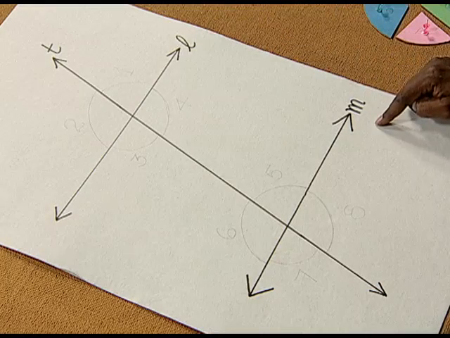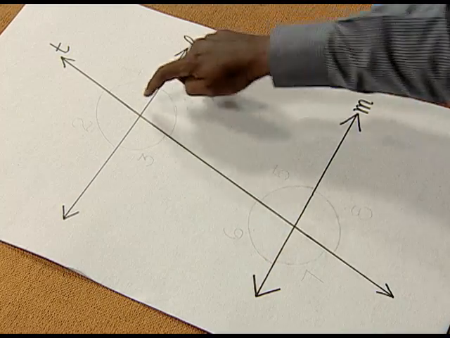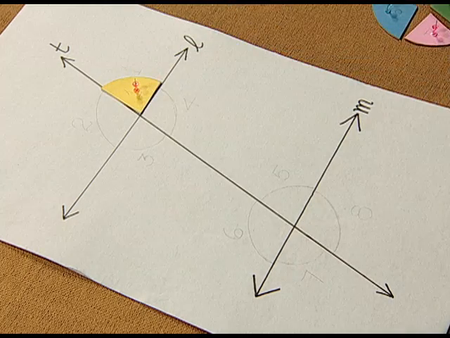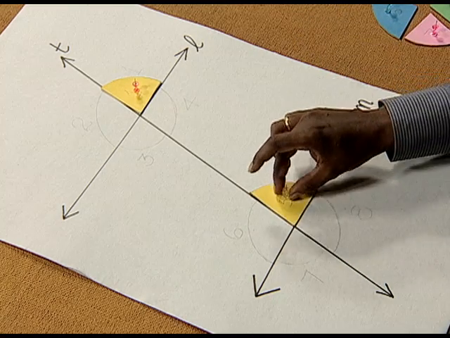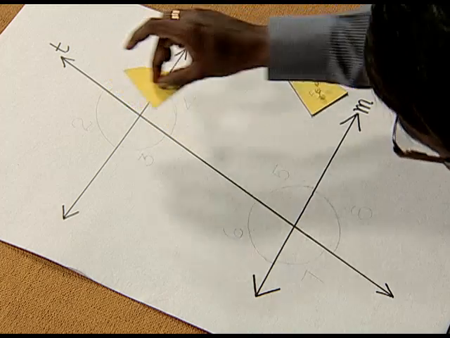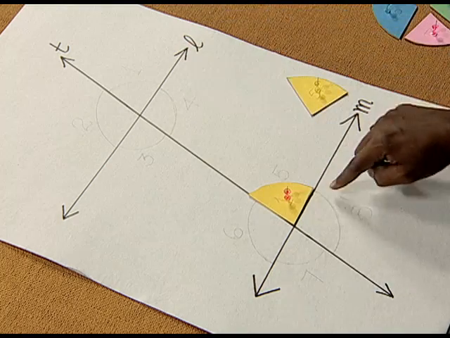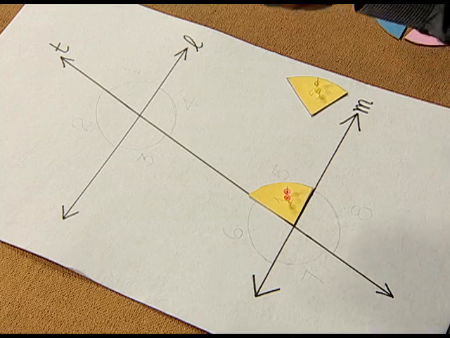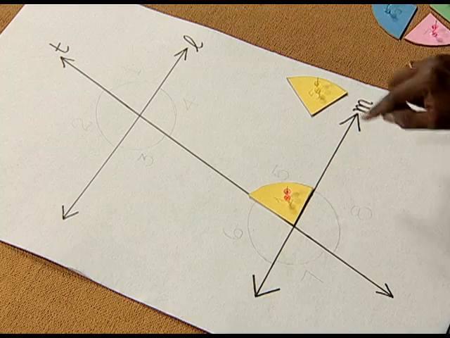Okay children, here we have two parallel lines L and M intersected by the transversal T. Now we check the corresponding angles. Now I am taking the angle 1 here and angle 5 here. Now we check these two. I am placing angle 1 over this angle 5. It's very clear that these two angles are equal. So when two lines are parallel and intersected by a transversal, then the corresponding angles are equal.